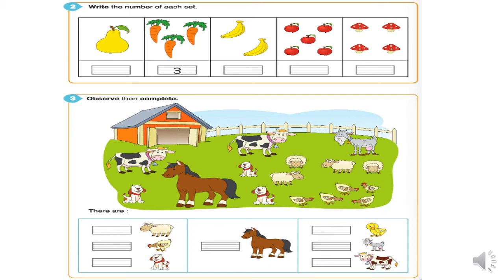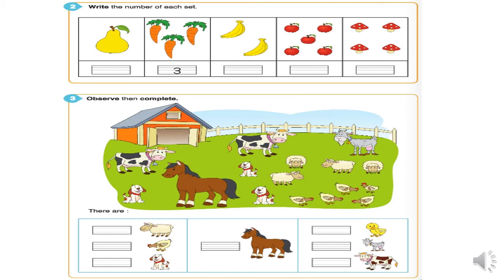Now let's go to the dog. How many dogs do we have here? 1, 2, 3. So we write number 3 beside the dog. Now we have in the middle the horse. How many horses do we have here? Let's count them. 1. So we write number 1.